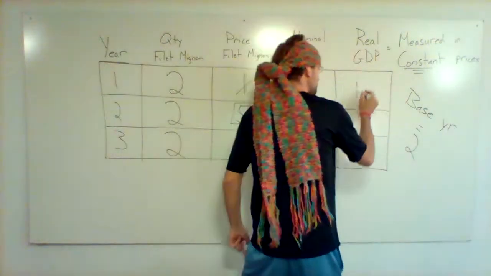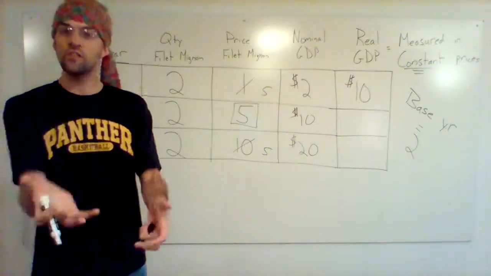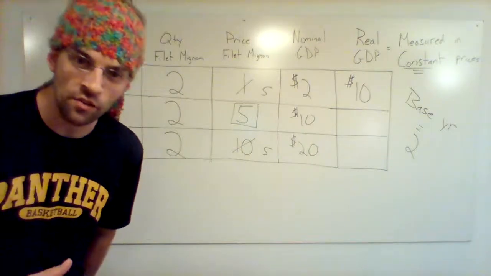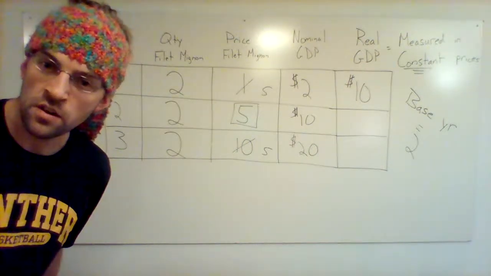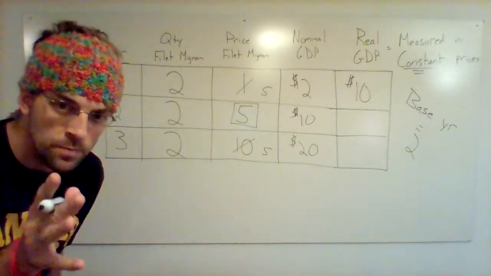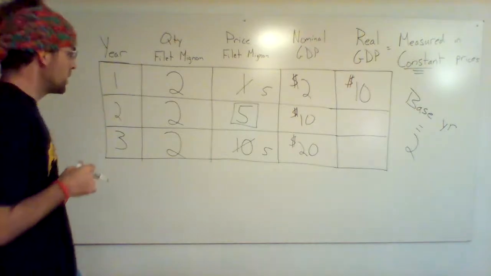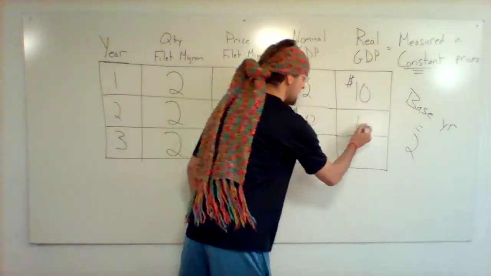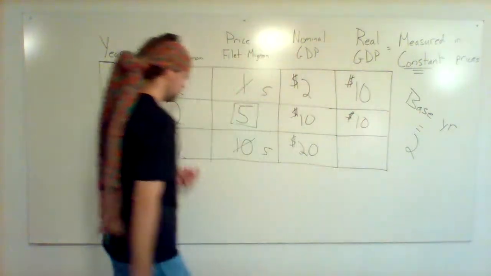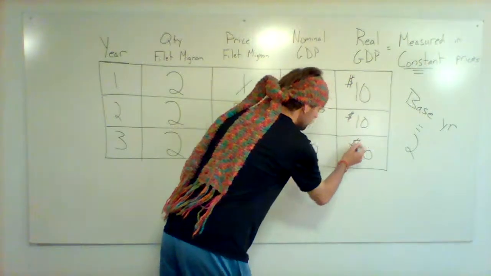Okay? Now I want you to take a second here, see if you can figure out year 2 and year 3 on your own. Remember, you got to use that same price and the quantity from the given years. Go ahead, give it a shot. Okay, here we go. So look at that. 2, 5, 10.